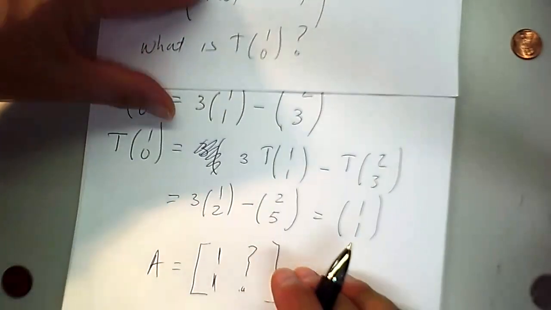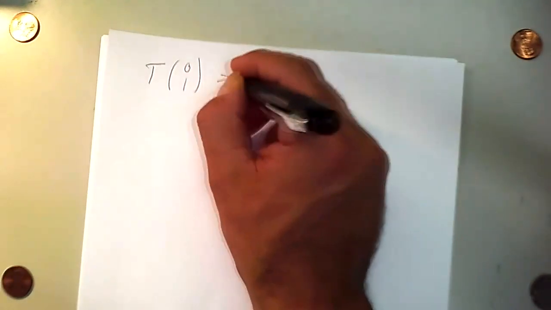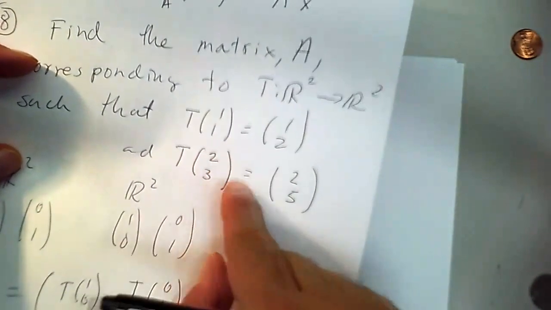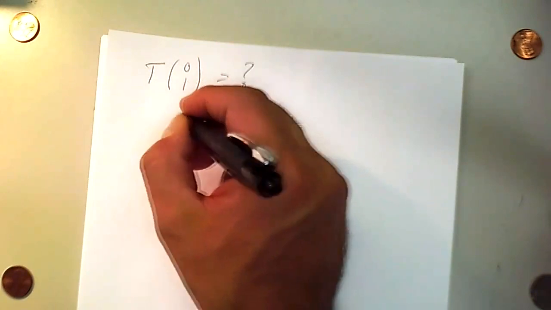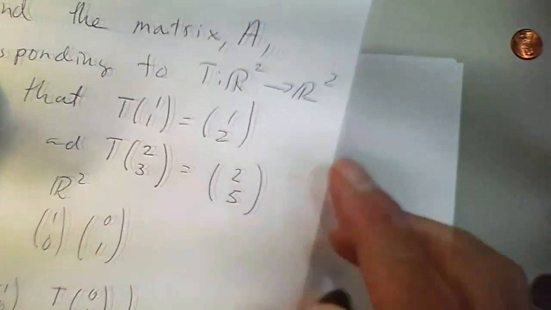But we proceed in the same way. So the question is, what is T of (0, 1), which is the second base element? Well, we don't know. All we know is that T of (1, 1) is (1, 2) and T of (2, 3) is (2, 5). Can we write (0, 1) as a linear combination of (1, 1) and (2, 3)?